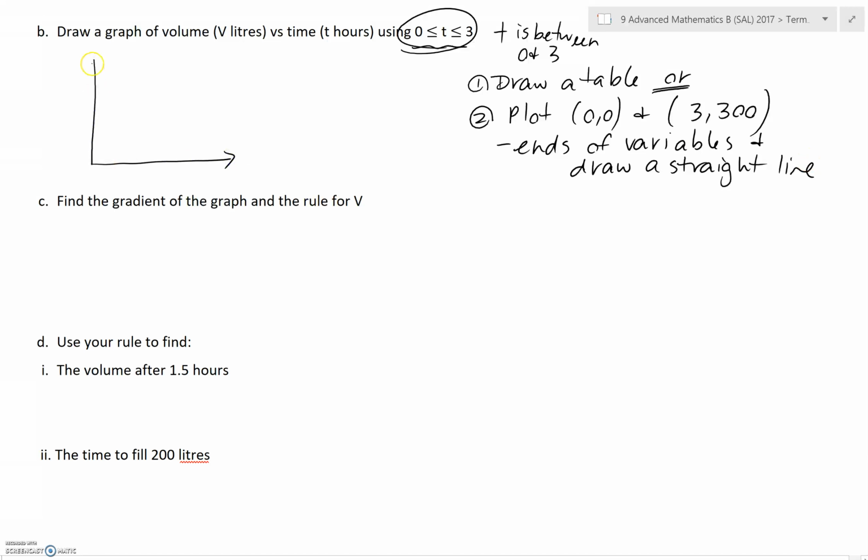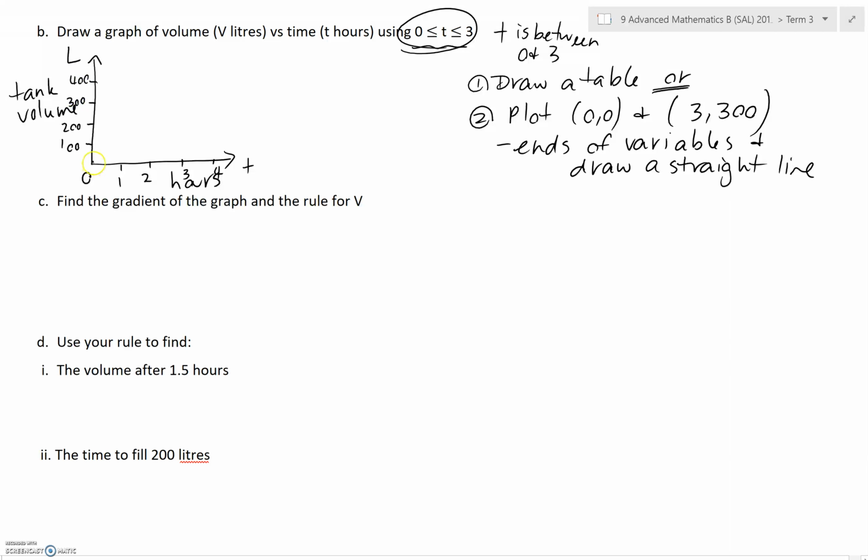So, little graph, T, litres. We really should label our axes explaining what they are. The y-axis is showing us tank volume in litres. Our x-axis is showing us time in hours. 0 is where it's starting. I'm only going to go up as far as 4 because we only want between 0 and 3 anyway. And we know that there's 100 litres per hour, so 100 seems like a good scale to use on our vertical axis.